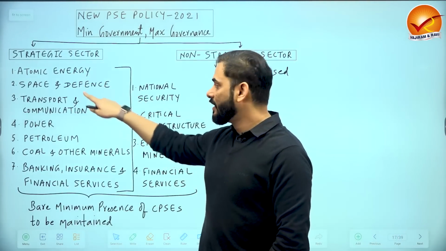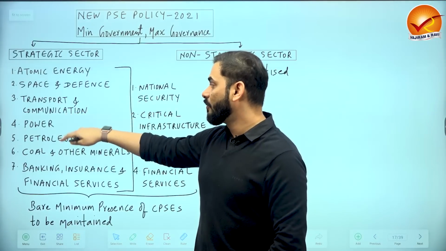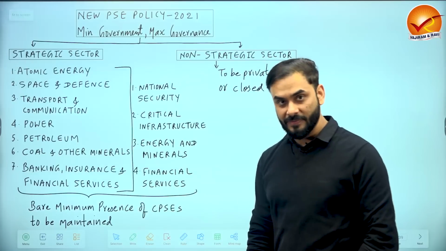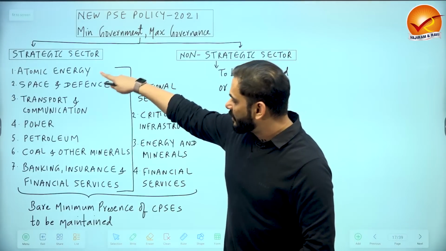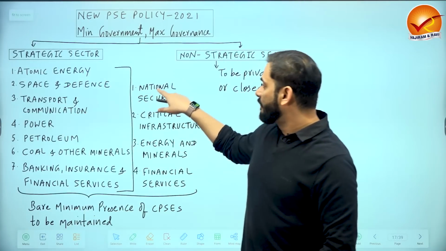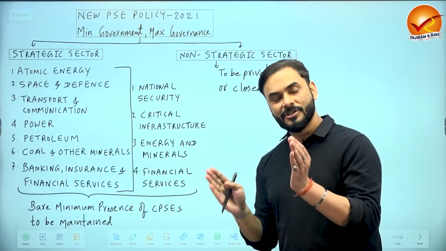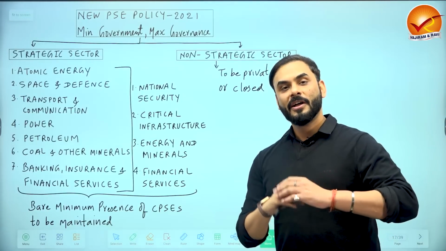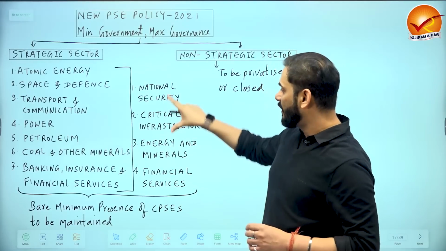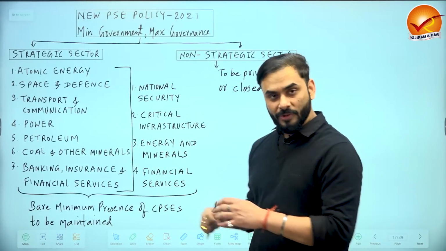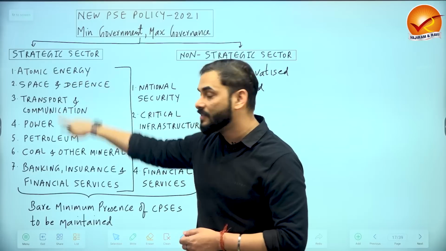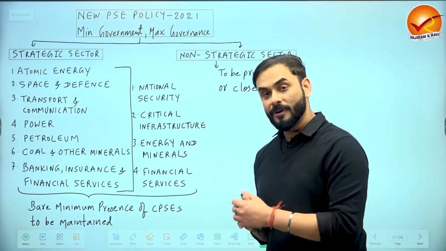Example, atomic energy, space and defense, transport and communication, power, petroleum, coal and other minerals, banking, insurance and financial services. So these 7 subsectors that you see are a part of these 4 broader strategic sectors. If somebody asks you how many categories are there in the field of strategic sector in India, you should say there are 4. Inside these 4, how many strategic subsectors are there? These belong to these 4.